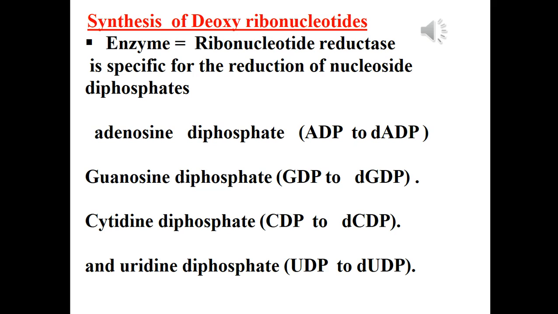So adenosine diphosphate will convert it to deoxyadenosine diphosphate. Guanosine diphosphate converted to deoxyguanosine diphosphate. Cytidine diphosphate converted to deoxycytidine diphosphate, and uridine diphosphate converted to deoxyuridine diphosphate.